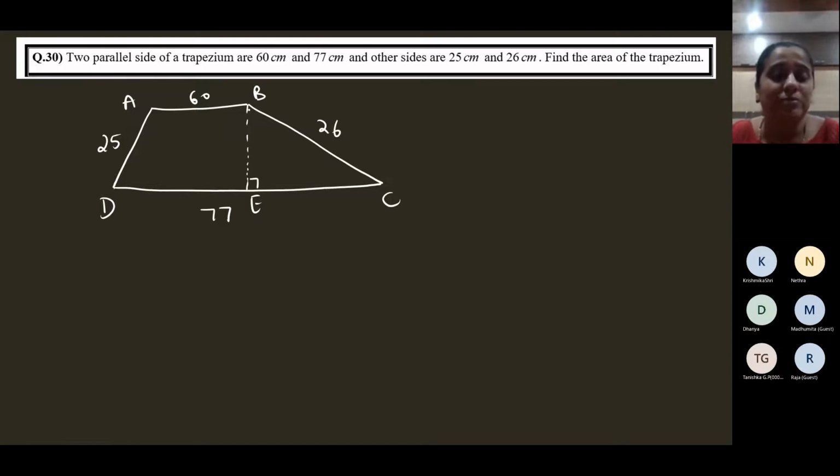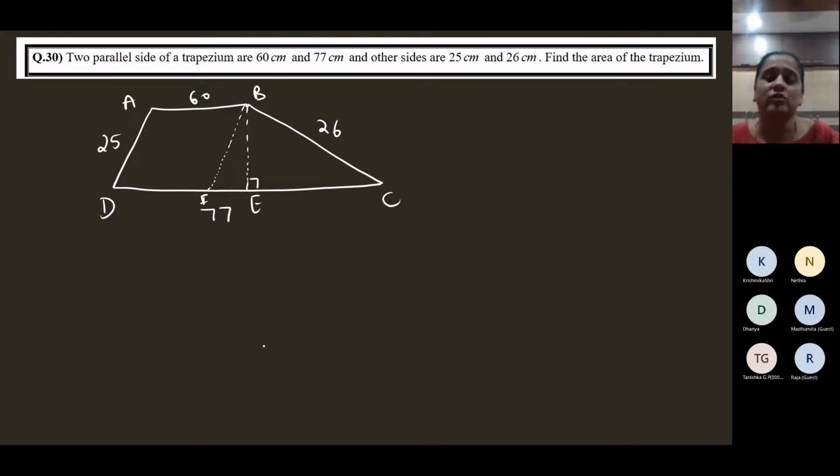So BE represents the distance between the parallel sides AB and CD. Now we need to divide this trapezium into two plane figures, one parallelogram and another triangle. So through B, we draw a line parallel to AD to meet DC at F.